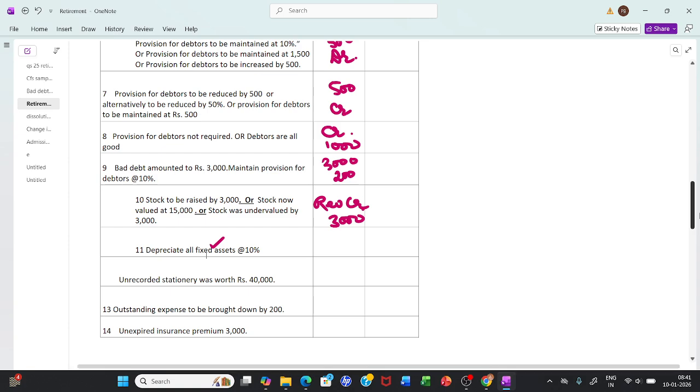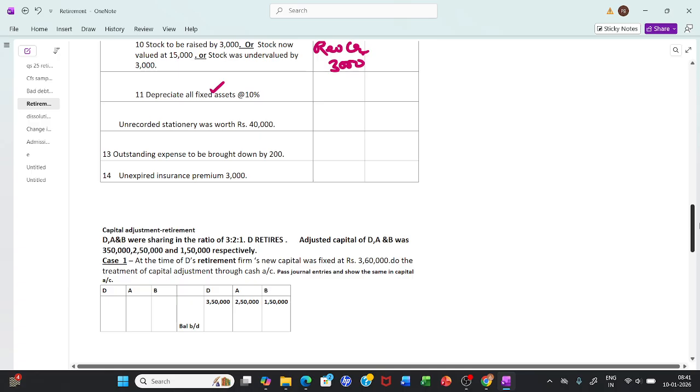Outstanding expenses are brought down by 200. There it was now valued at 1500. This is brought down by. So, down by, read the statement and understand it. Unexpired insurance is prepaid insurance, which is our asset.